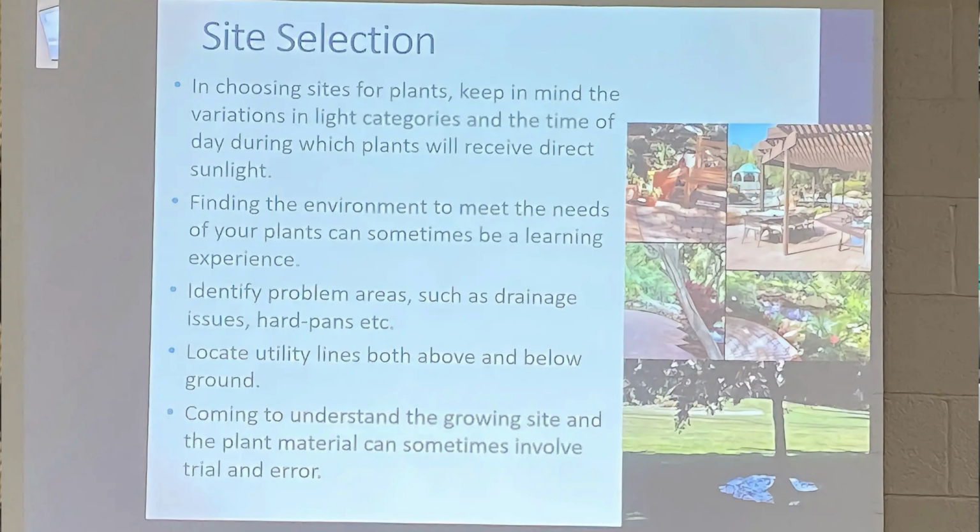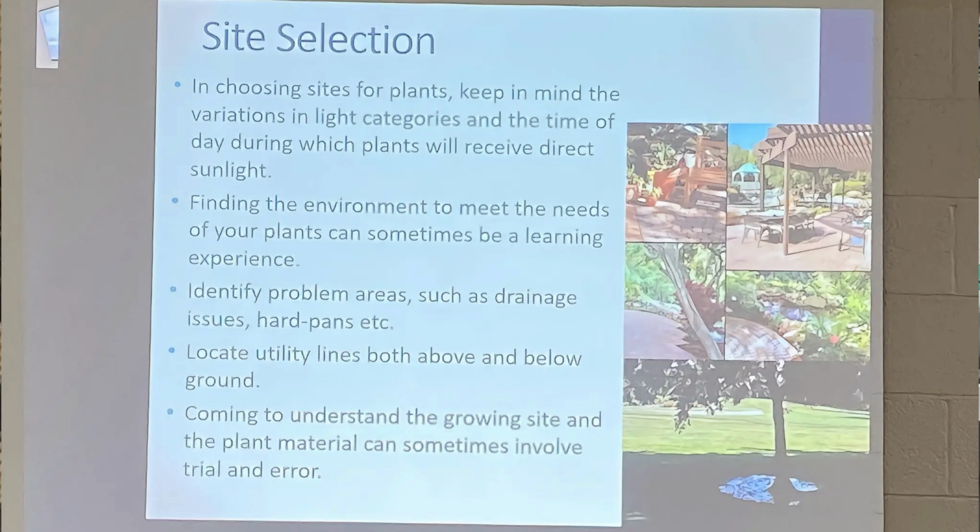Site selection. In choosing sites for plants, keep in mind the variations in light categories and the time of day during which plants will receive direct sunlight. Finding the environment to meet the needs of your plants can sometimes be a learning experience.